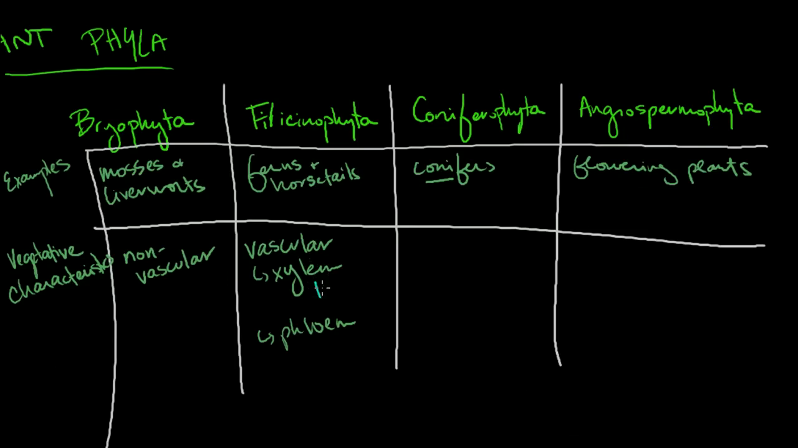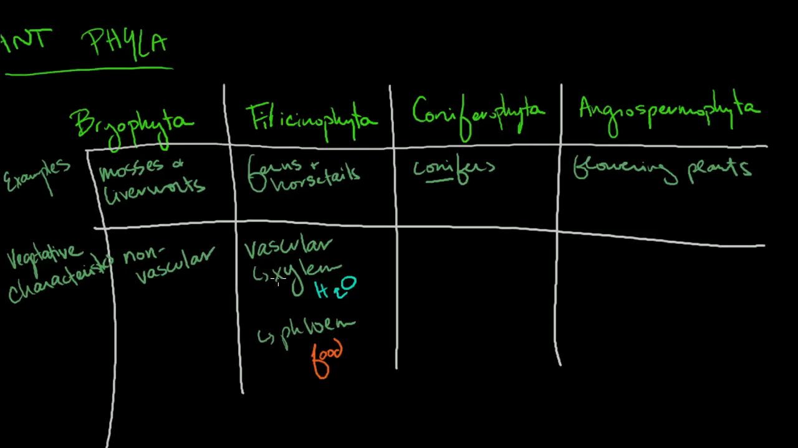But the xylem carries water, and the phloem carries food. So a good way to remember that is the sounds: phloem and food, and xylem carries water. So it's WXY. W from water, and then XY go together. I don't know, whatever helps.